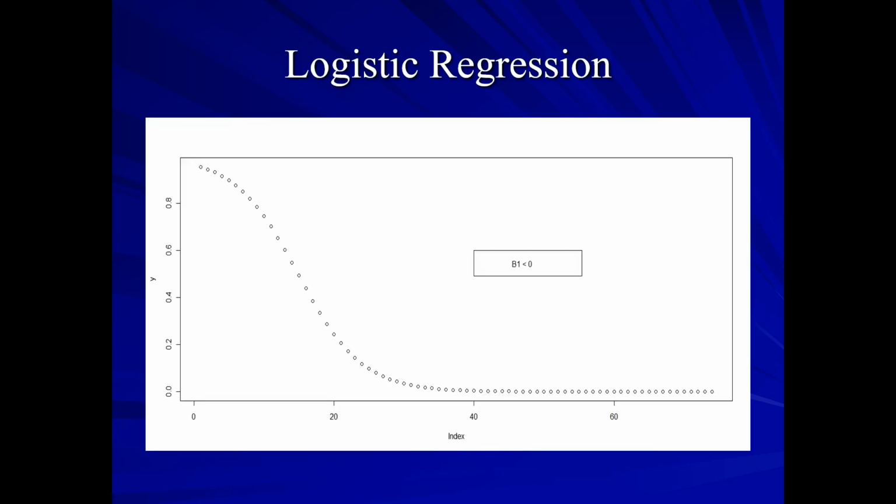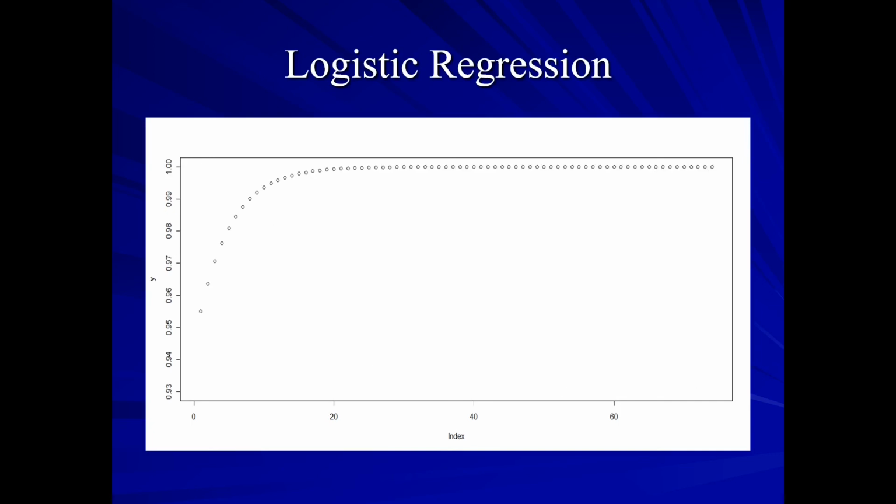Now, when we're looking at how beta 1 is going to be affecting our logistic regression equation, notice that in this slide, beta 1 is less than 0, and so we see we've got this downward curve. However, in this slide, beta 1 is going to be greater than 0, and so we get this upward trend.